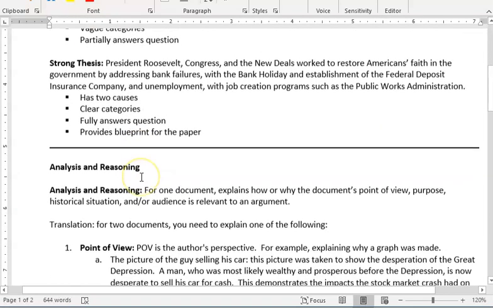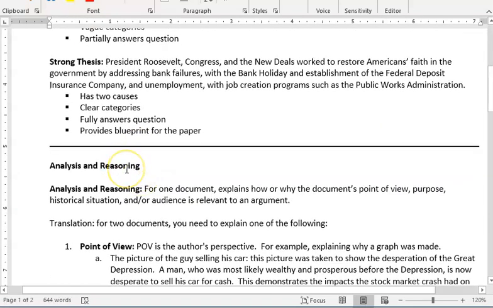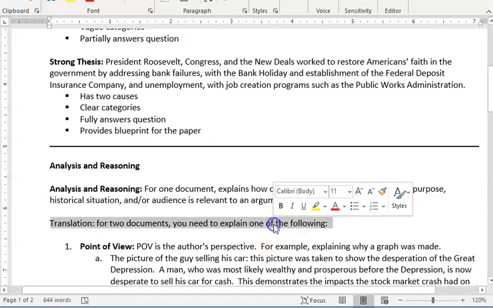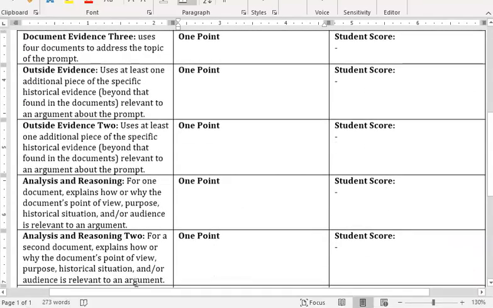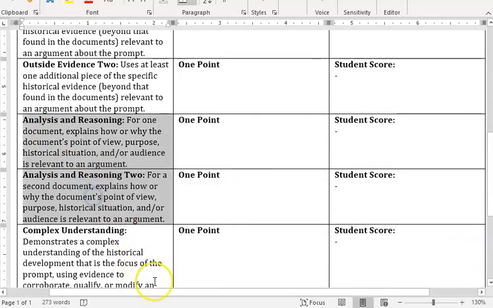Okay? Now, this analysis and reasoning point, this is one that some of you even emailed or messaged me in Teams about. All right? For one document, the argument explains how or why the document's point of view, purpose, historical situation, and or audience is relevant to the argument. Translation. For 2 documents, you need to have some in-depth explanation. That's what they're really saying here with this analysis and reasoning point. Okay, so if you have some good in-depth analysis of 2 documents, you get these points. All right, do it for 1 document, you get 1 point.